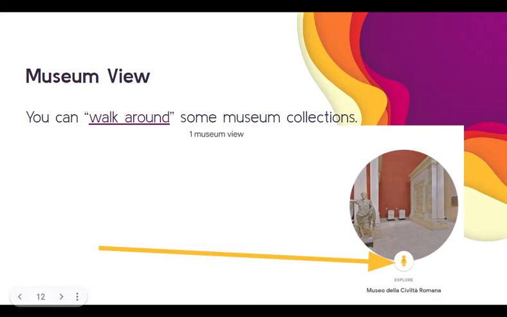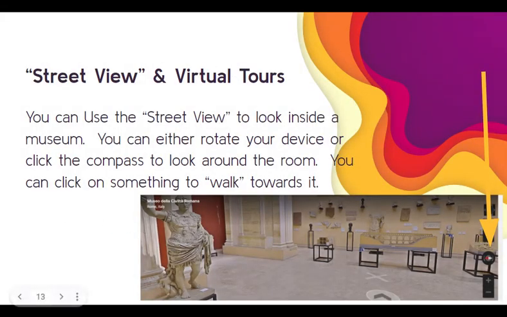Some of the exhibits have like the little yellow person, which means that you can walk around. So if you go into that museum, you literally can move your cursor, or if you're on a laptop or a cell phone, you can move your device, and it's like you're moving your head. You can click on an object and it'll bring you closer to it. So if you wanted to see something as if you were walking closer to that statue or something, you could do that. So the same thing is kind of like Street View and virtual tours. You can look all around the museum.